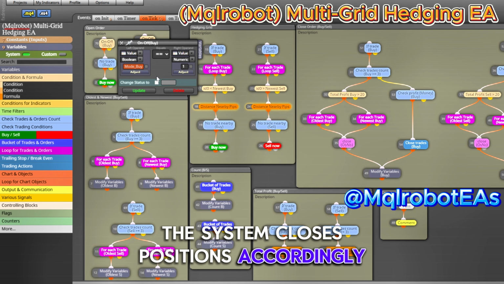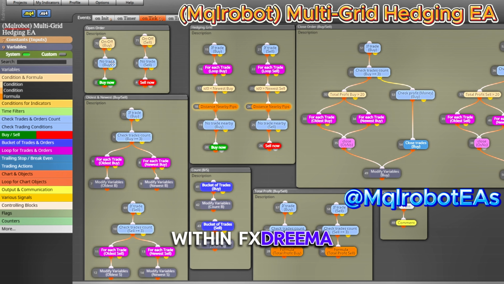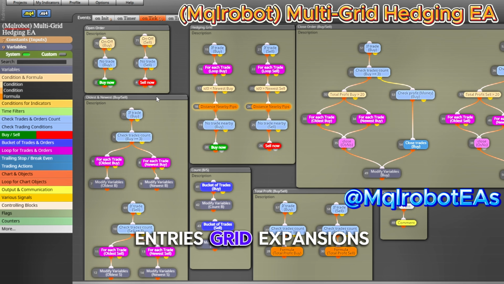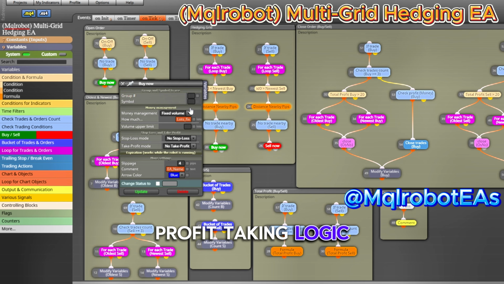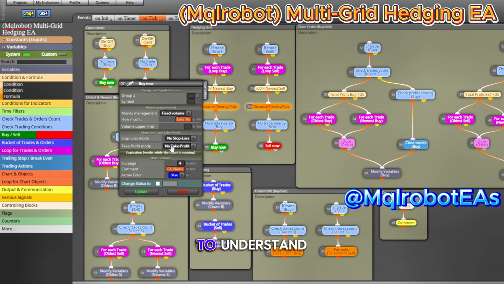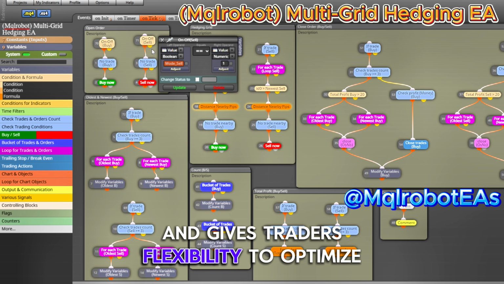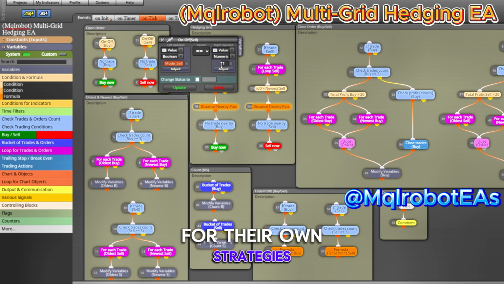closes positions accordingly. Within FXdreema, the workflow is organized into blocks that handle trade entries, grid expansions, profit-taking logic, and hedging mechanisms. This visual setup makes it easier to understand the system's decision-making process and gives traders flexibility to optimize settings for their own strategies.